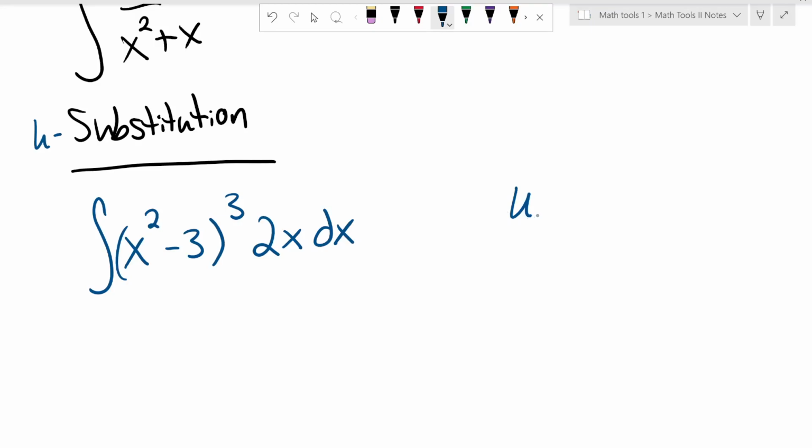So what we want to do here is let u be equal to the main part of the integral, usually. But you might have to play around with it and see exactly what you want u to be equal to. So here, if we let it be equal to the x squared minus 3 part, for example, then the advantage of this is that this term right here is just going to be u cubed, which is a lot easier to work with.